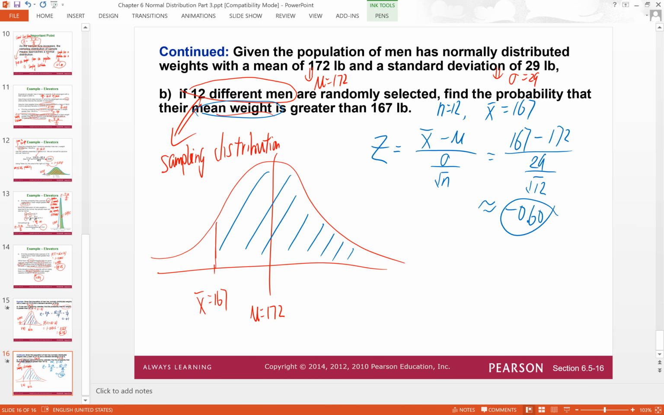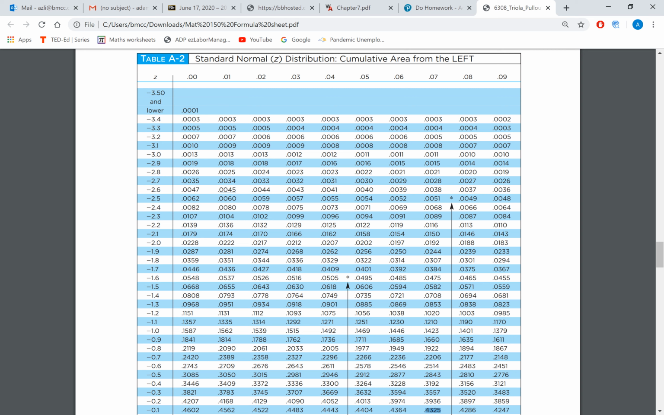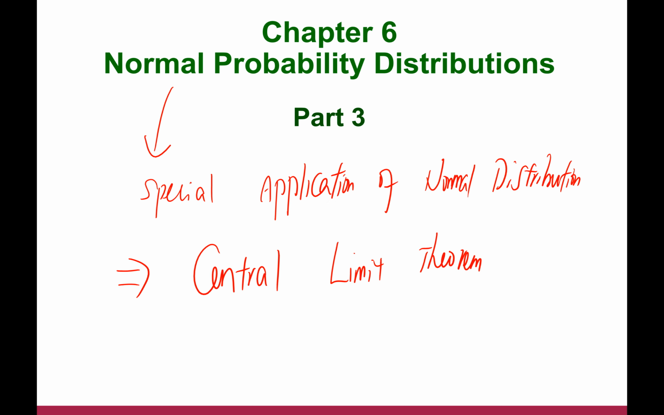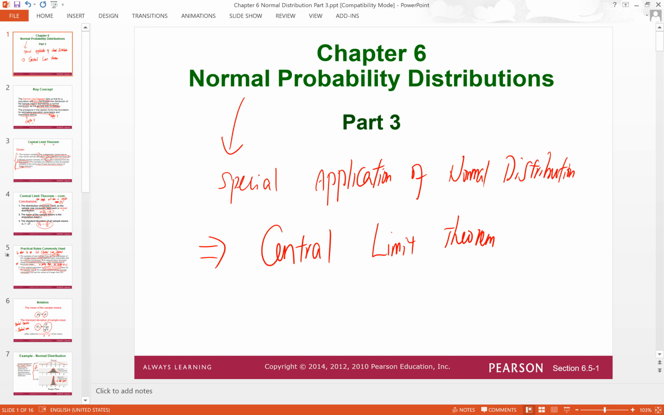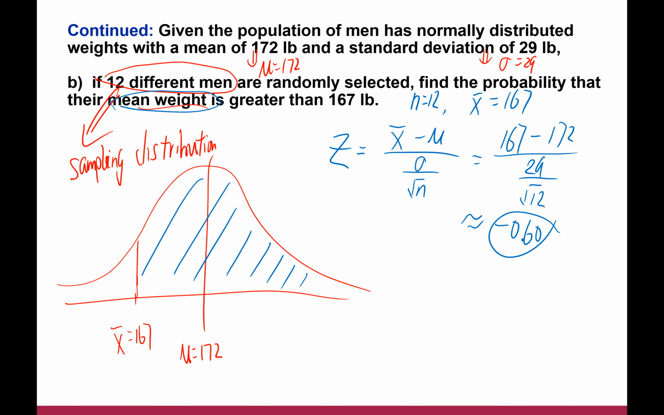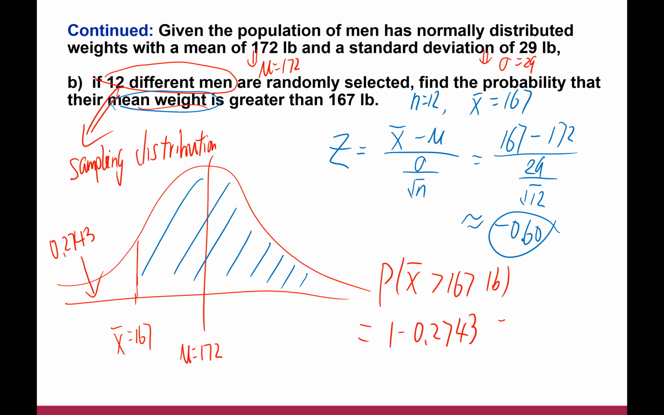Now again, you go to the center of table A2. Look for the probability. 0.60, it's right here, 0.2743, so that's the associated probability. The area to the left is 0.2743. For the area to the right, the probability for sample mean greater than 167 pounds equals 1 minus 0.2743, which is 0.7257. So this probability is a lot higher, meaning we have a much better chance.